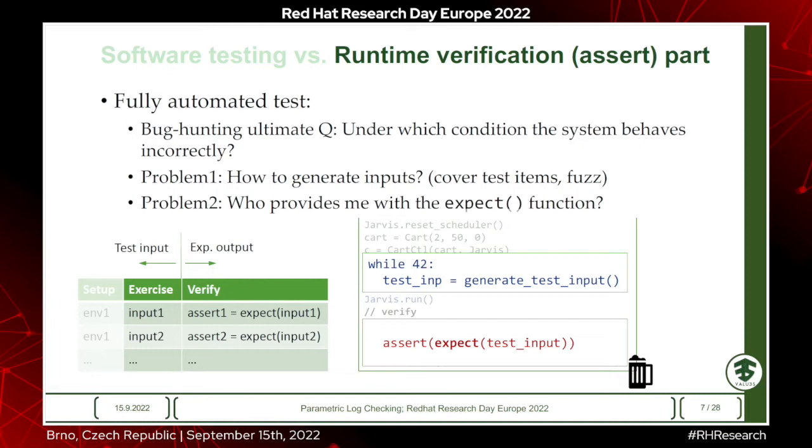In that case, I have a tool which can provide me with the bug hunting ultimate answer under which condition the system behaves correctly or incorrectly. I have 2 problems here. The first one is how to generate the inputs. But sometimes we know how to do that. We already have test input generators, or we can use fuzz testing, for example. The second problem is a much bigger problem. Who will provide me with the expect function, the so-called expect function?